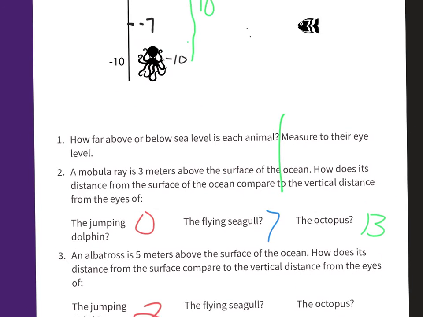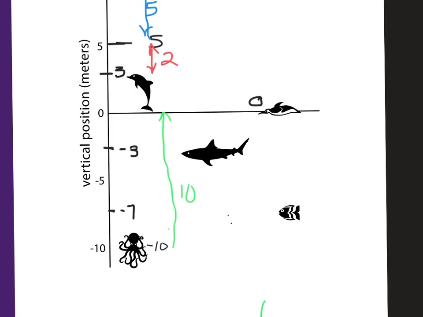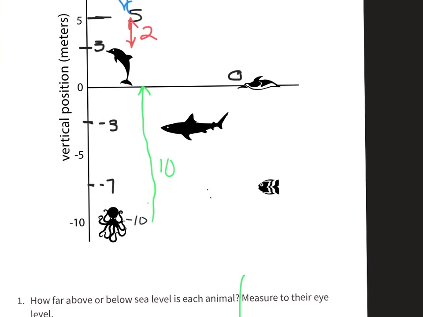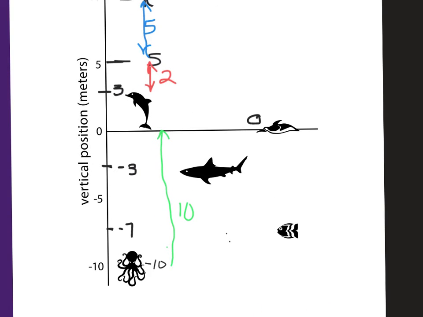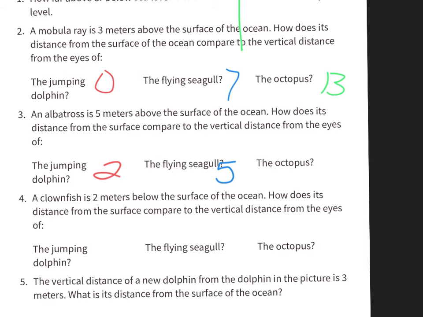Next we have the seagull. So the albatross is at 5, the seagull's at 10, so what's the distance between 5 and 10? Well, it's 5. So the flying seagull is 5 units away. And then the octopus is still 10 units from the surface of the ocean, and then from the surface of the ocean up to 5 is 5 units away, so 10 plus 5 is 15. So the octopus is 15 units away.